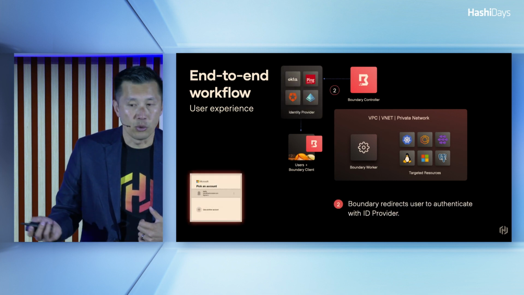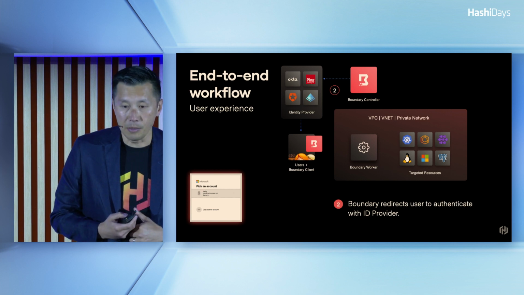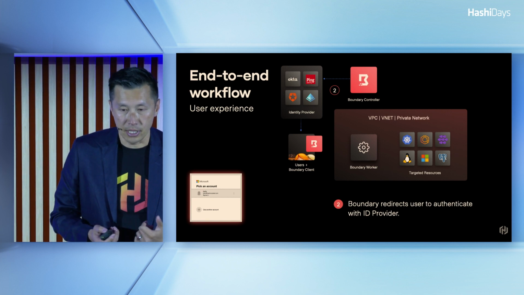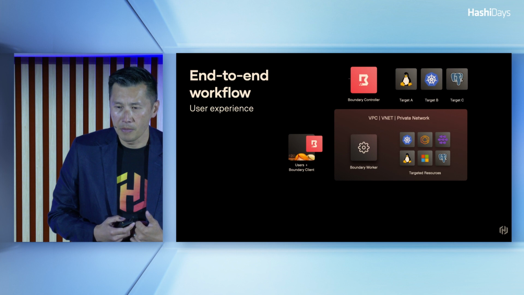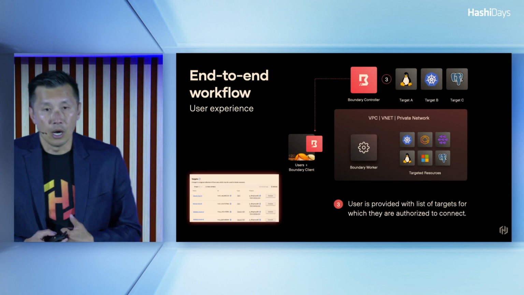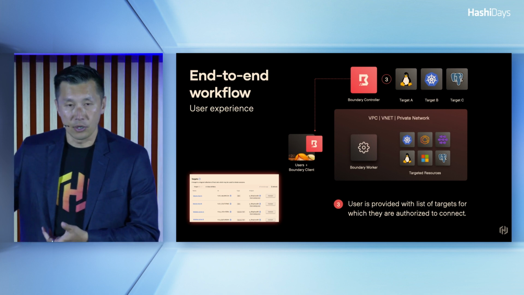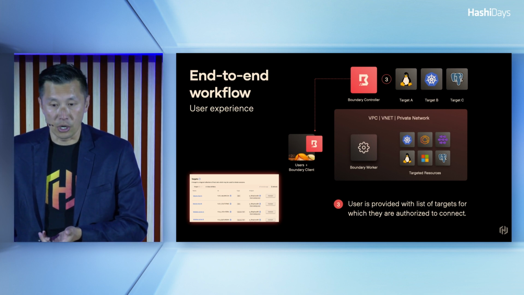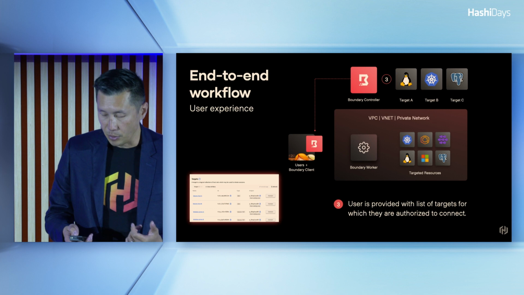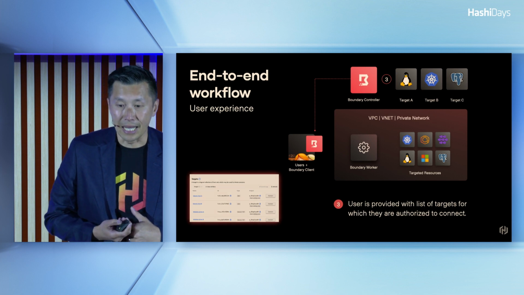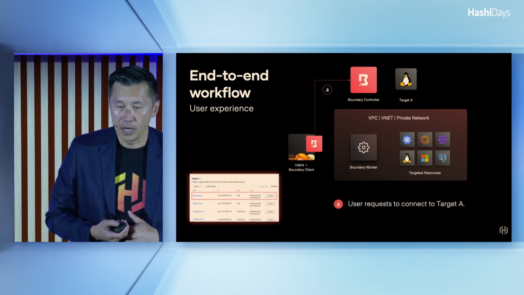Boundary redirects them to the appropriate identity provider. They log in with Azure in this case. And then Boundary says, okay, I know who you are, so you are provided a list of targets. You're only allowed to access these targets, right? So they present them with the targets. The user selects the target, right?